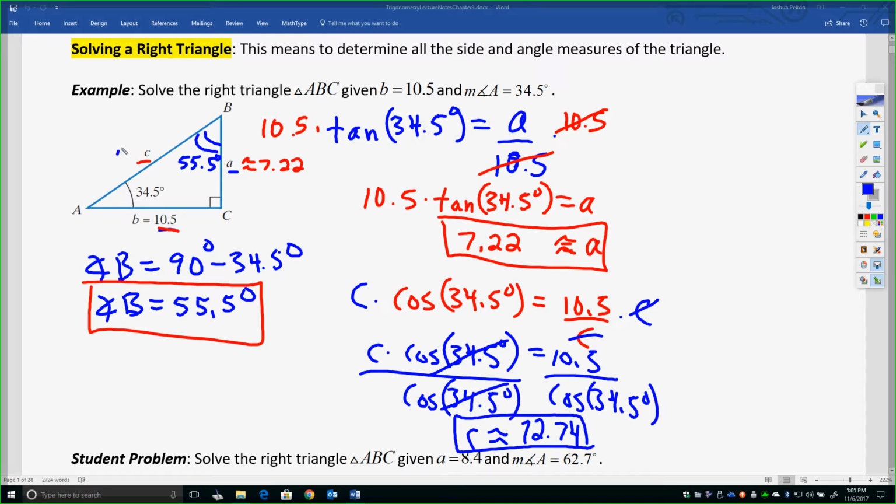Okay, so that is about 12.74, and what you should notice is the largest angle is across from the largest side, and the smallest angle is across from the smallest side, and the medium side is across from the medium size angle. So we know we have the correct ratio here. Alright, pause the video, try the student problem.